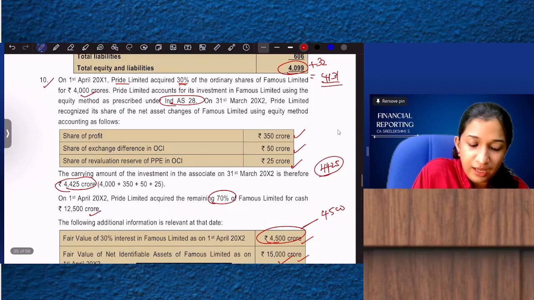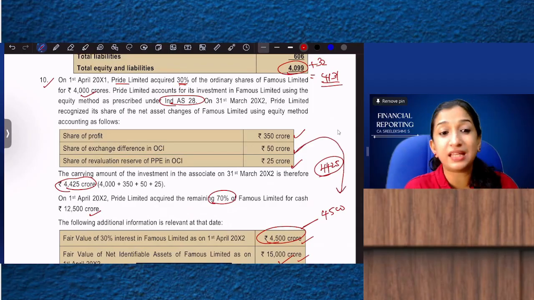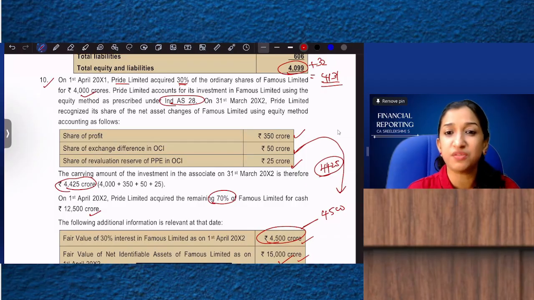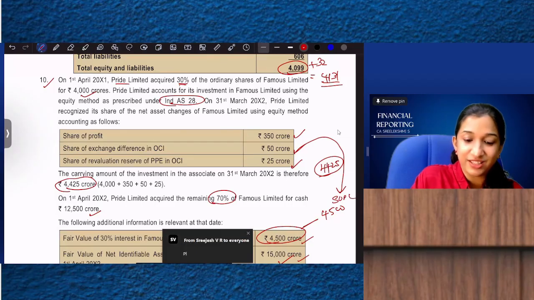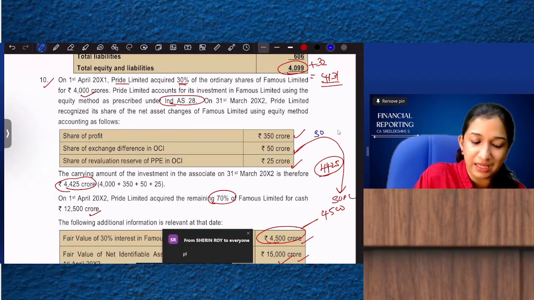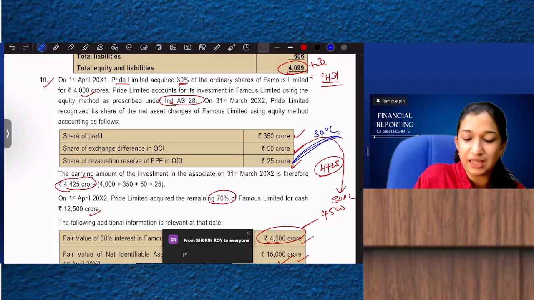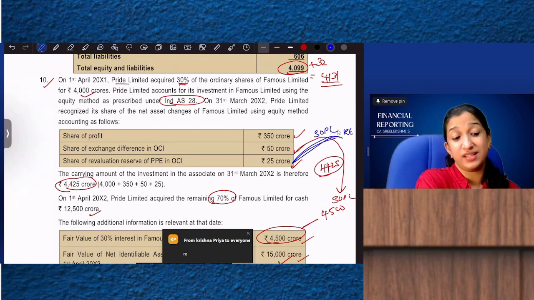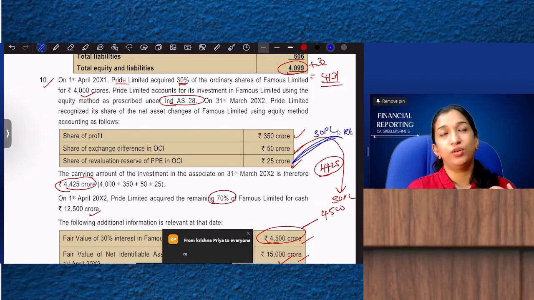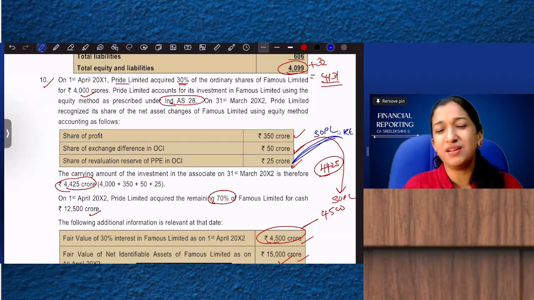Then I should not forget one entry. Exchange difference in OCI will be reclassified to statement of P&L. Revaluation reserve will be reclassified to retained earnings. So I'll do the reclassification journal entries. Easy. There were 6 questions newly added, but all the 6 questions I personally feel are manageable.